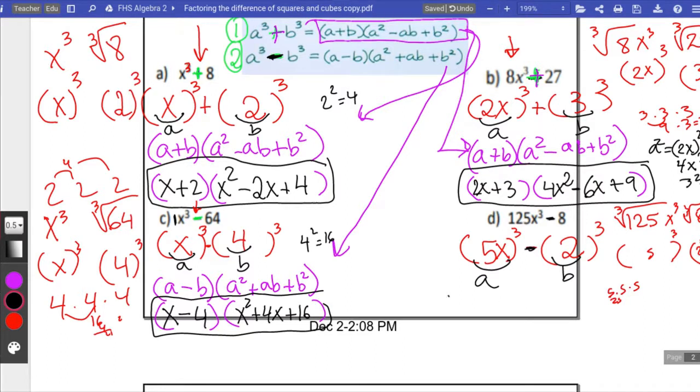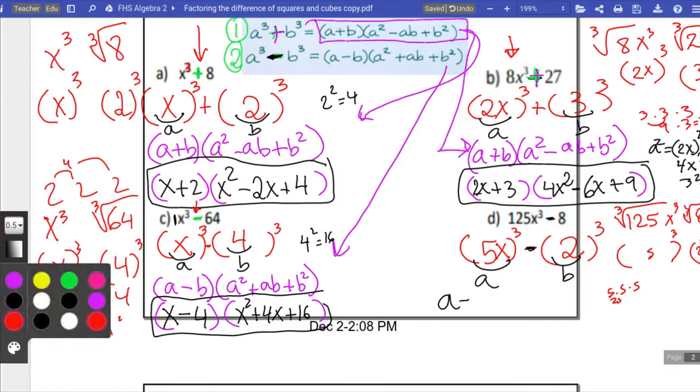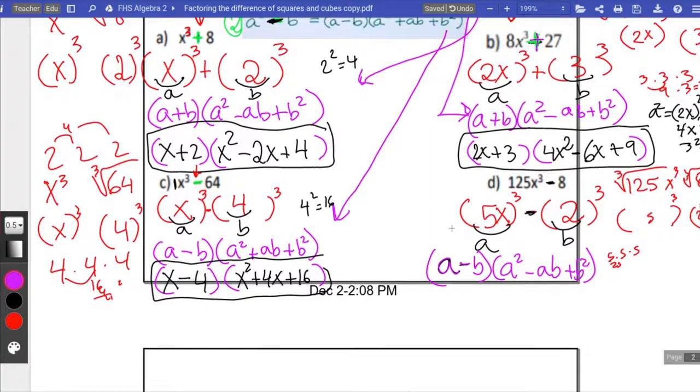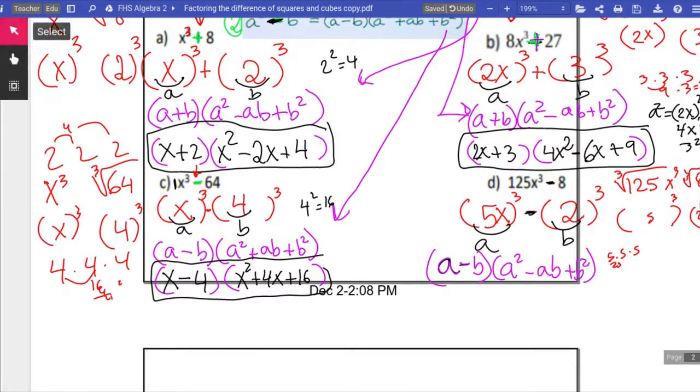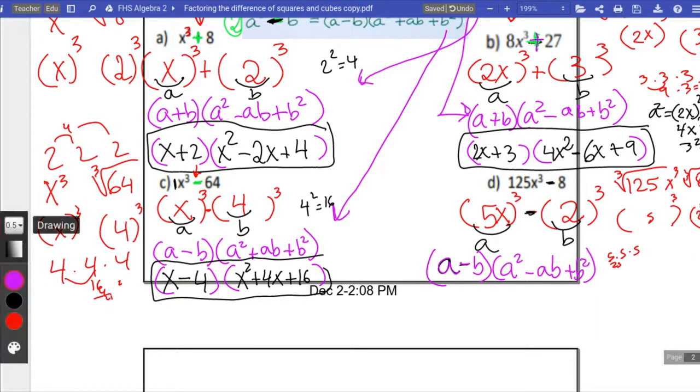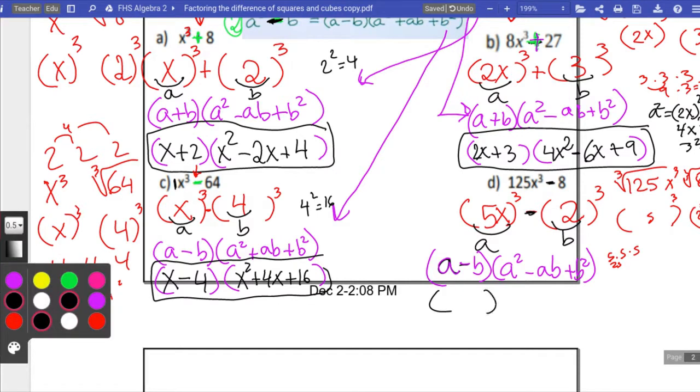So the second one says, I'm just trying to keep it uniform with a different color. A minus b, and then it's a squared minus a times b plus b squared. Let's move it down a little bit so y'all can see it. All right, let's get to work. It's a minus b. A is 5x, minus, b is 2. Done with the parentheses right there.